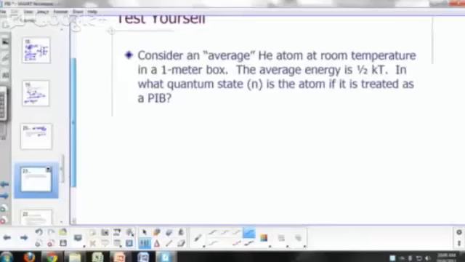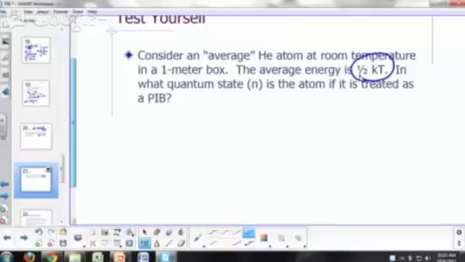Let's take a look at this example right here. Let's consider an average helium atom at room temperature. Let's say we put that helium atom in a 1-meter box, okay? And let's look at the allowed energies for that. Let's look at the average helium atom.